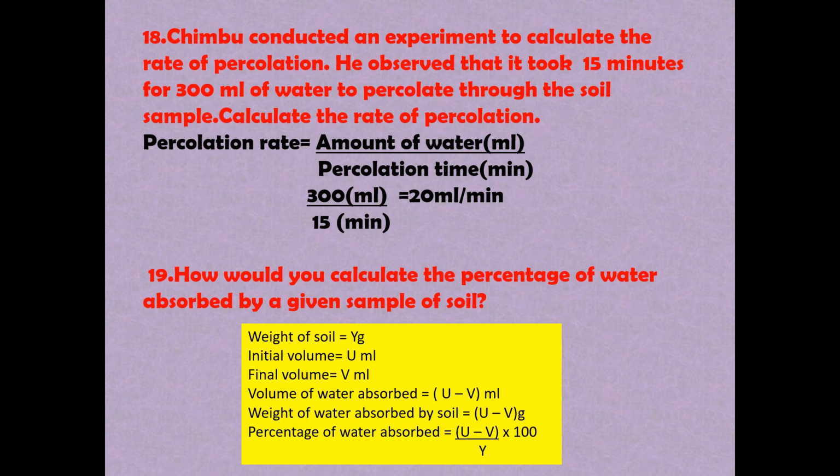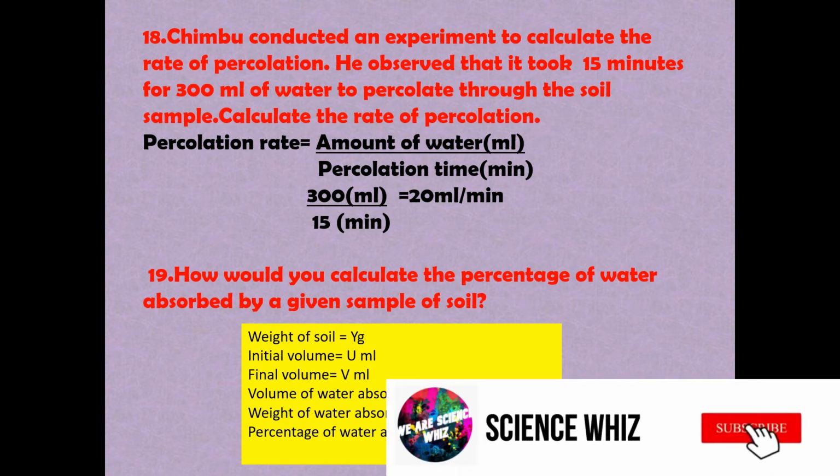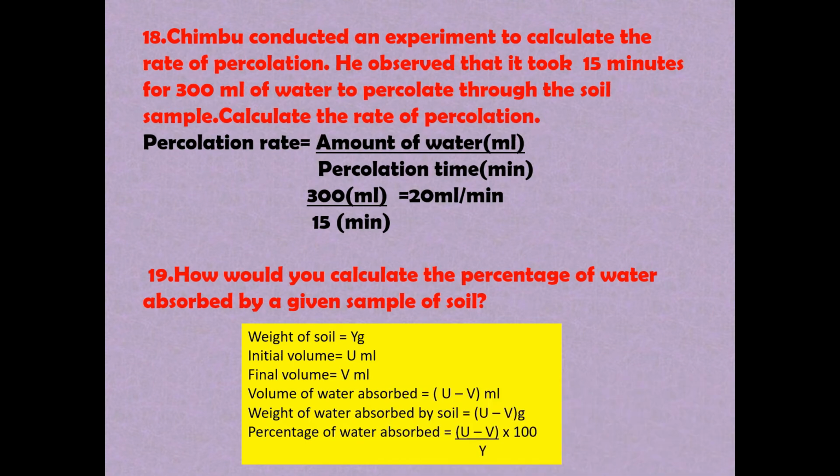Weight of water absorbed by soil. Weight is always measured in grams. That means U minus V in grams. The percentage of water absorbed is equal to (U minus V) divided by Y, into 100. That means (U minus V) divided by Y, where Y is the weight of soil, multiplied by 100. So that is the calculation to find out the percentage of water absorbed by a given sample of soil.